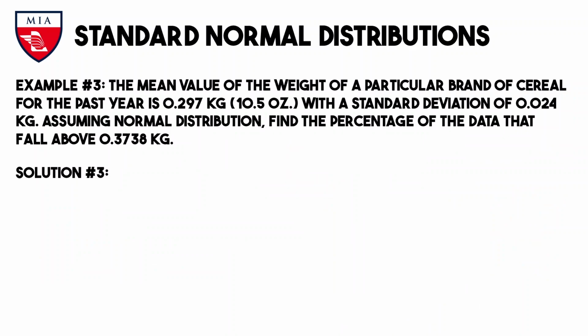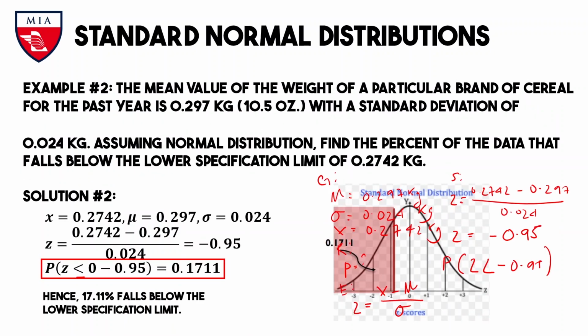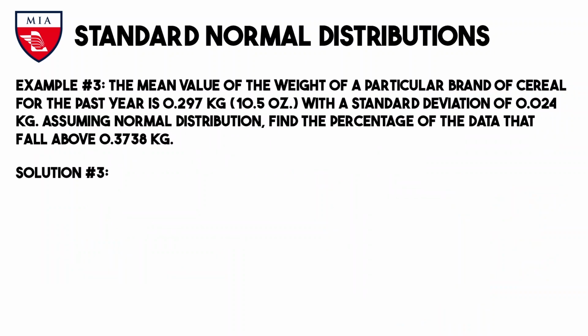Example number 3. The mean value of the weight of a particular brand of cereal is 0.297 kilogram, with a standard deviation of 0.024. Assuming normal distribution, find the data that fall above 0.3738. In the previous example, we solved for the data that falls below. In example number 3, we will solve for the data that falls above. So again, let's start with the givens.